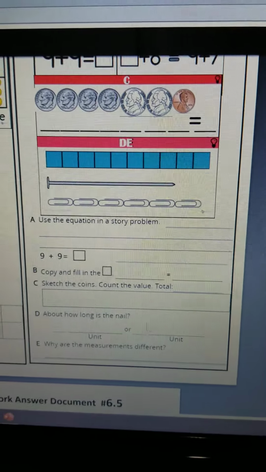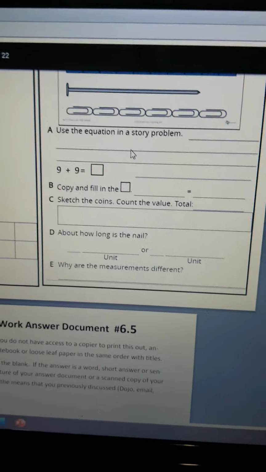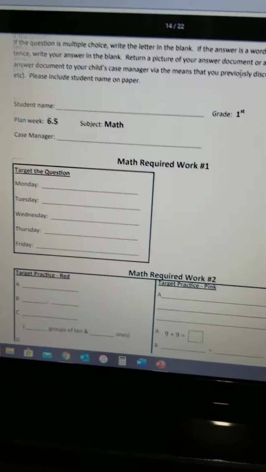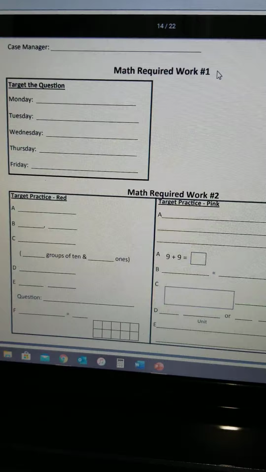You can write your answers on these sheets if you print them out, on your answer sheet, or on your own sheet of paper like some of you have been doing. Please remember to write your name and 6.5 on top.